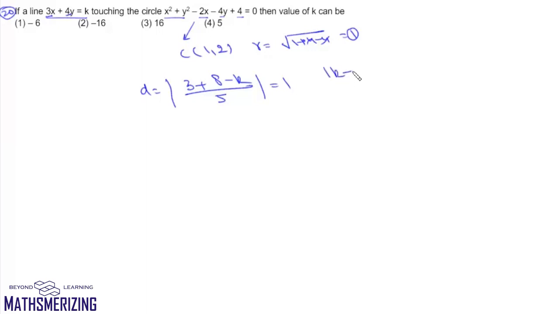So we'll get mod of k minus 11 is equal to 5. So k minus 11 is plus or minus 5. So we'll take plus 5, we'll get value of k as 16, and if we'll take minus 5, we'll get value of k as 6. So the only option here is 16, and that's your option number 3.